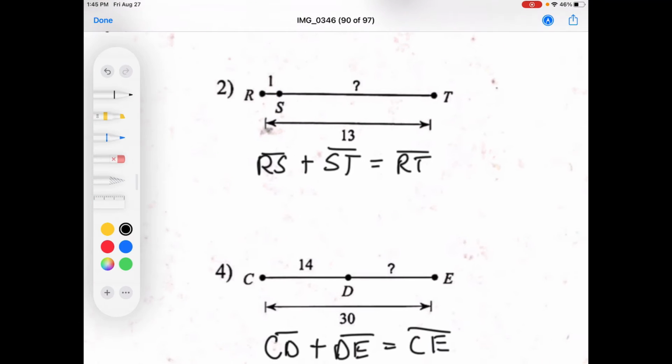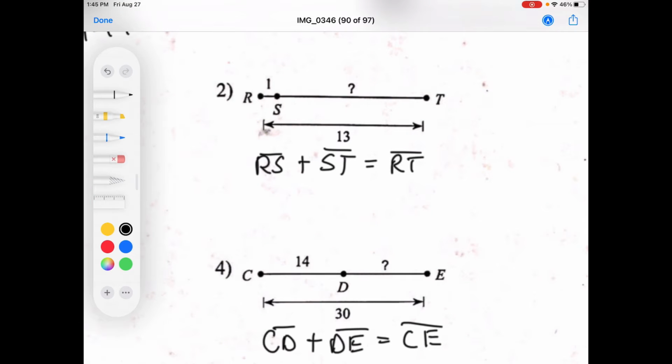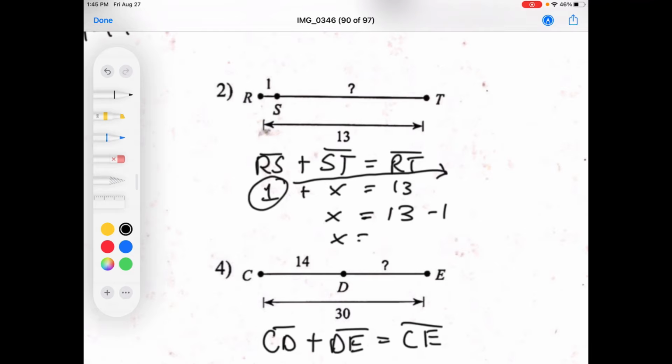Number 2, RS we're given as 1, plus, I don't know ST, so we'll call it X. RT we know is 13. And so we're going to throw the 1 over. So I get X equals 13 and a negative 1, so X equals 12. That's my missing side. That would be ST.